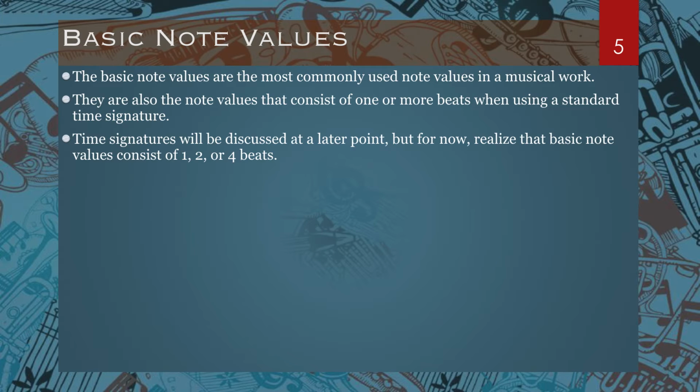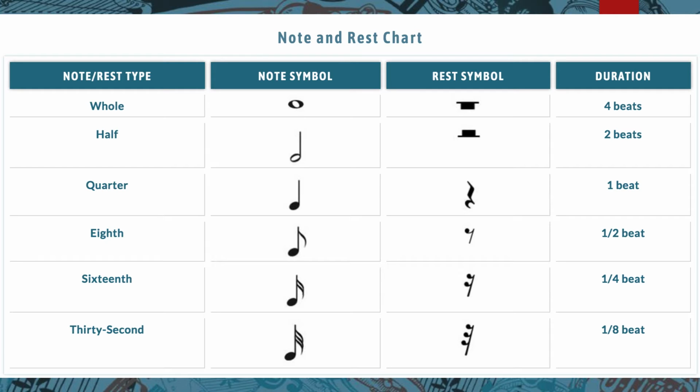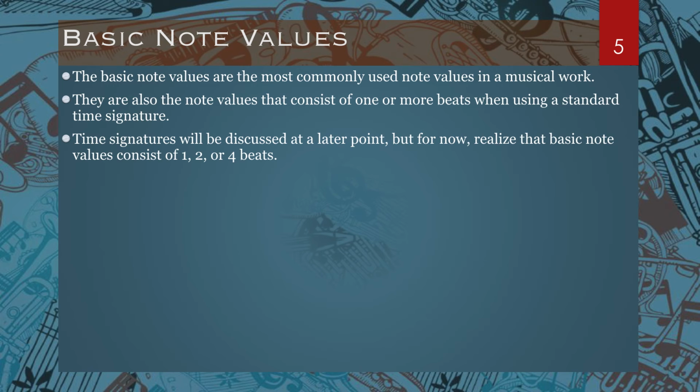So now we're going to differentiate between basic and complex note values. Basic note values are the most commonly used note values in a musical work. When we're talking about very basic chorale style music and simpler music, they are the note values that consist of one or more beats when using a standard time signature. So if you go back to your chart here, there are only 3 notes and rests that are considered basic. That's the whole note, the half note, and the quarter note, because they are all worth 1 beat or more. Anything that goes faster than the beat, like the 8th, the 16th, or the 32nd, is going to be considered a complex note value.